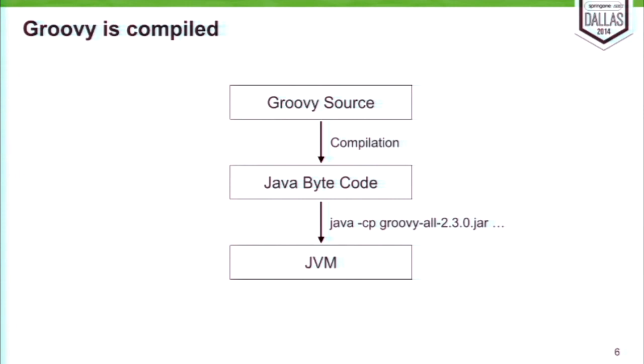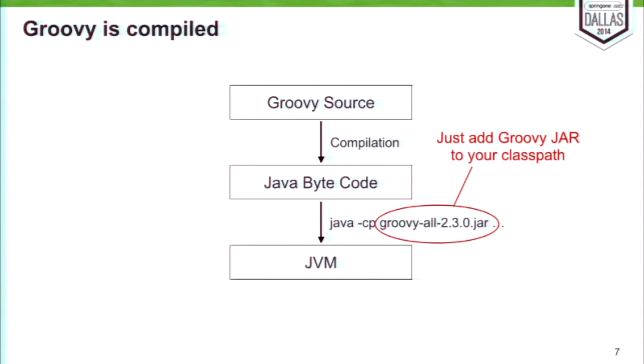So you need to understand that even when I'm running Groovy scripts, it will always have this compilation step under the hood as it goes from Groovy source to bytecode. And then it runs on the JVM. And in fact, just to use Groovy, all you need is a jar file on your class path. OK, so it's bytecode plus the Groovy jar, and you can run Groovy code.